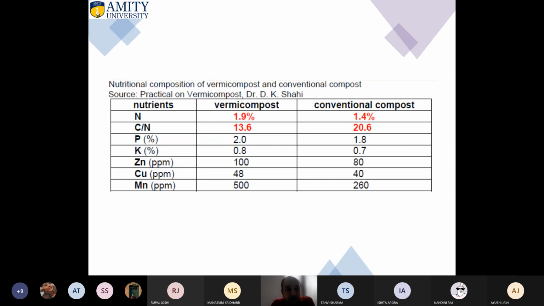So here you can see in the table how the nutrients, nitrogen, carbon, potassium, phosphorus, zinc, copper, manganese, and many other components are being added up. See just how good vermicompost is in manganese, zinc, and copper. Again, in everything, it's always good. The carbon nitrogen ratio comes out to be a very good amount because of the shift towards nitrogen. So that is always good. See the nitrogen increase: 1.9% in comparison to 1.4% in conventional compost.